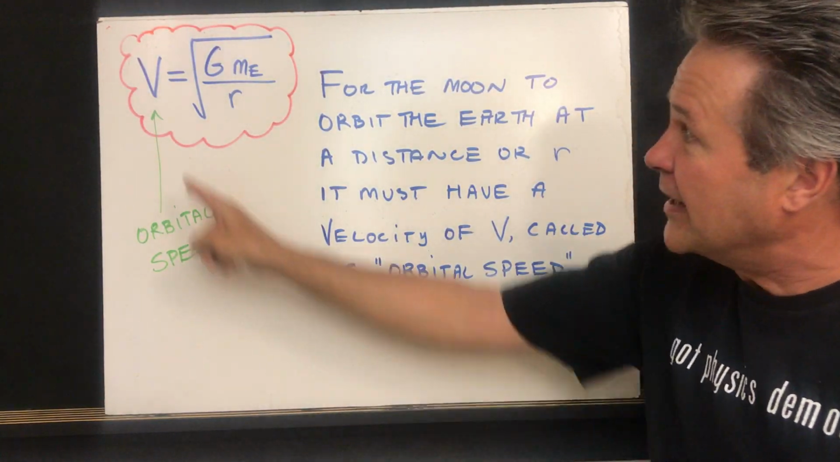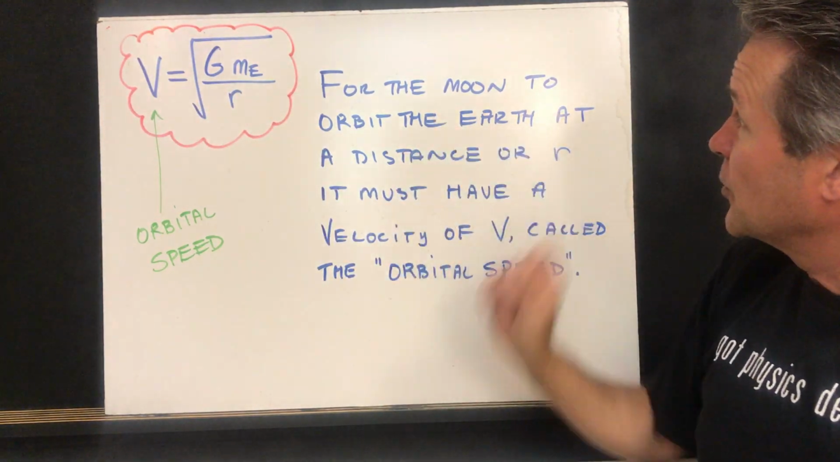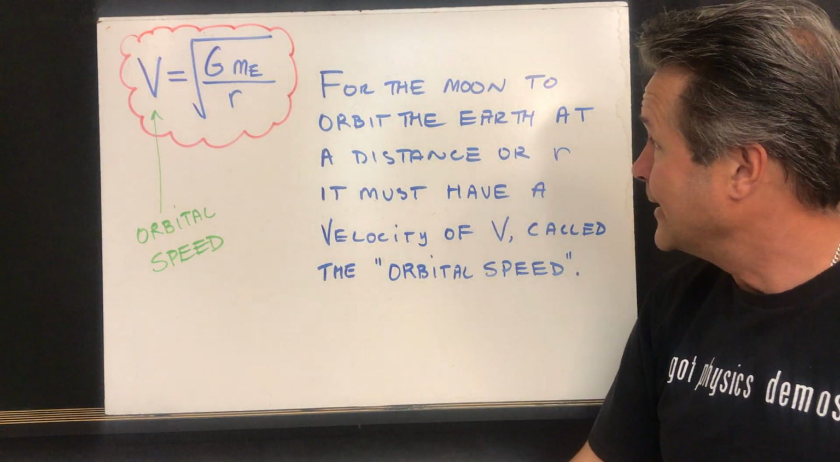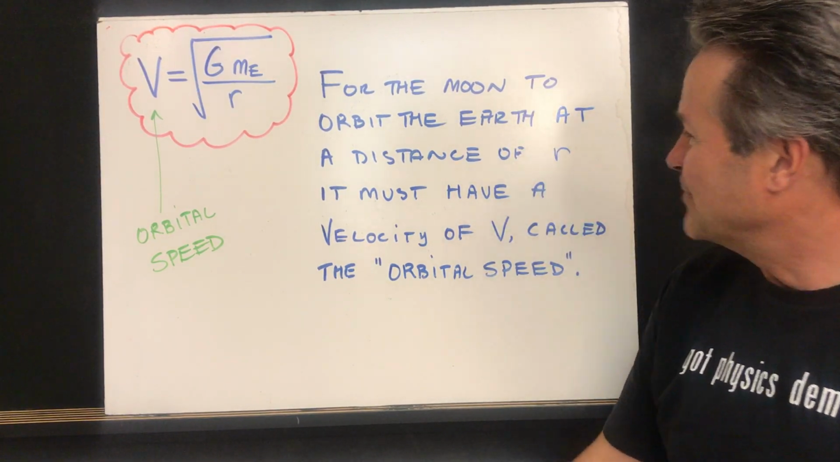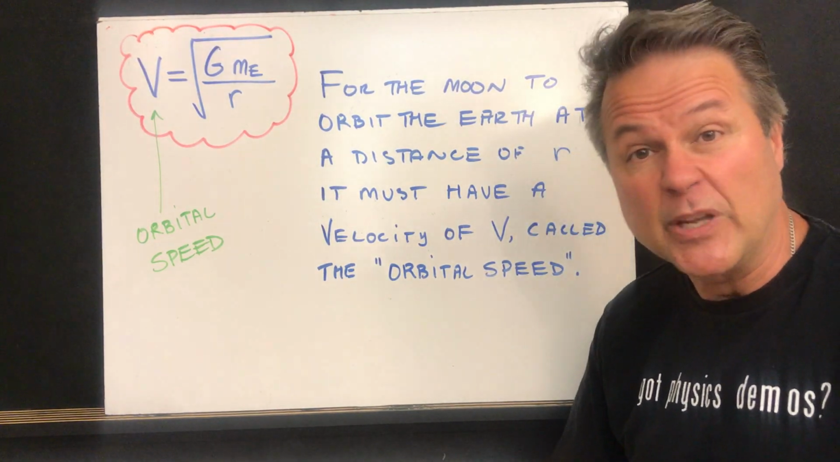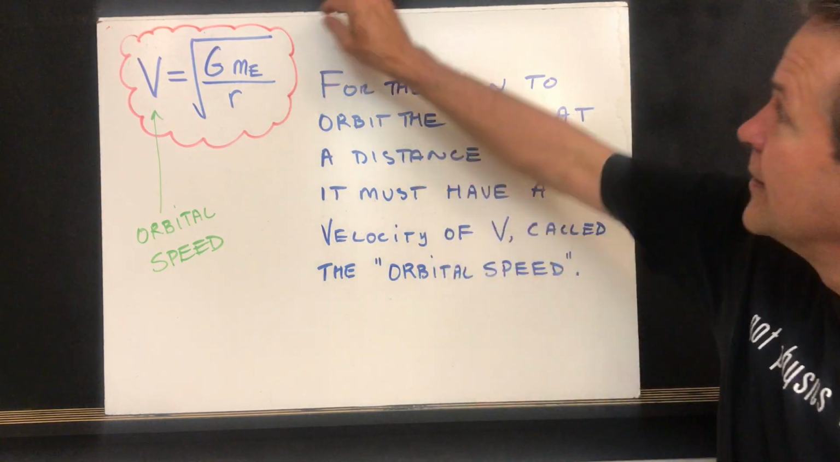Now, we call this the orbital speed. So for the moon to orbit the Earth at a distance of r, it must have a velocity of v, and we call that orbital speed.